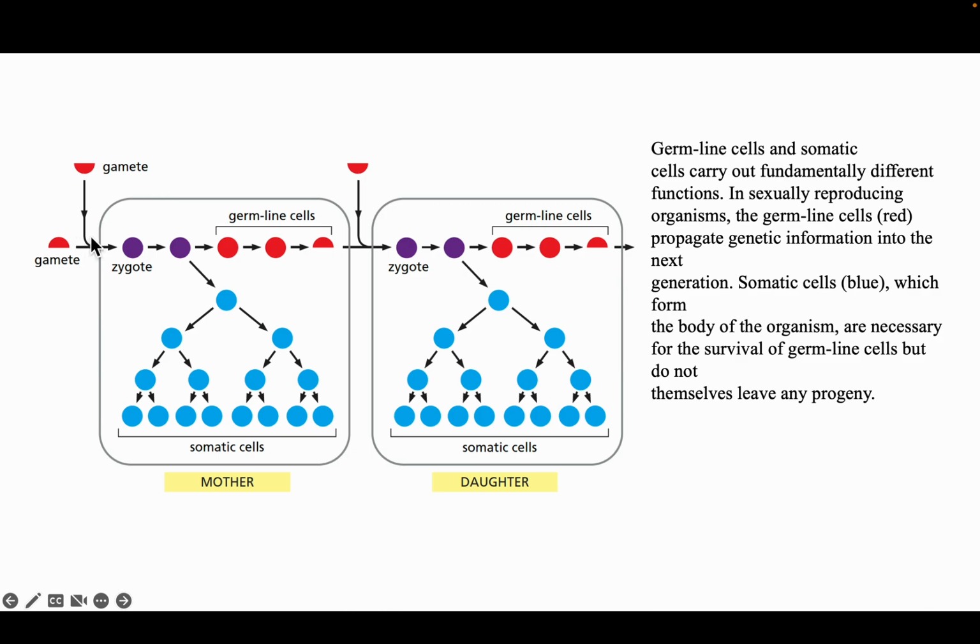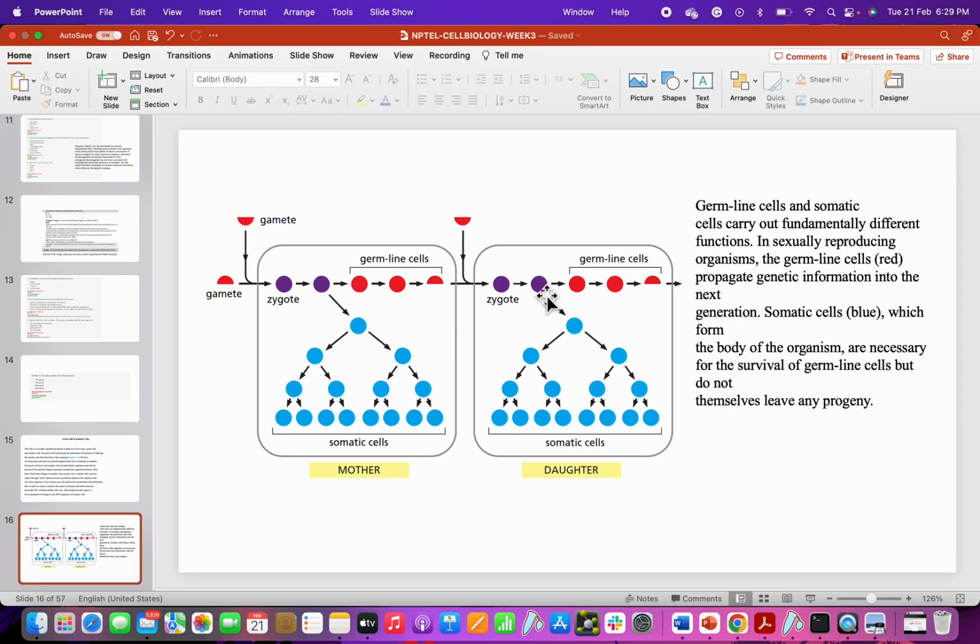If we see two gametes fused, they will form a zygote, and from that these are germline cells, and within this some cells will be somatic cells. So this will eventually divide and form the body. Germline cells and somatic cells carry out fundamentally different functions. In sexually reproducing organisms, germline cells propagate genetic information into the next generation. And what does the somatic cell do? They form the body of the organism, which is necessary for the survival of germline cells, who do not themselves leave any progeny.